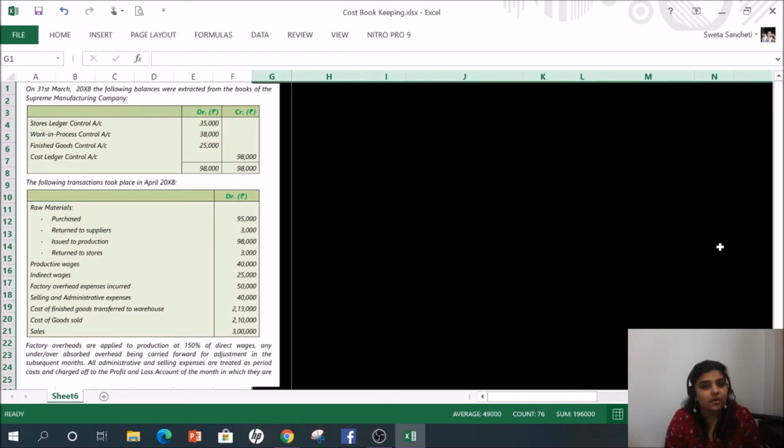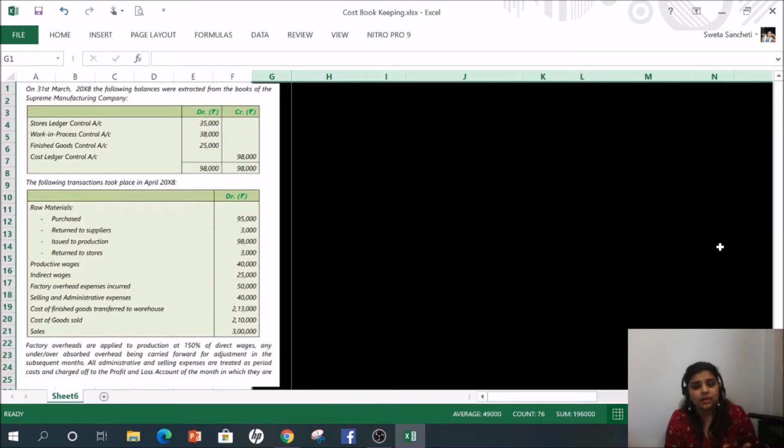Now they have given us the opening balances for stores ledger control account, WIP control account, finished goods control account and cost ledger control account. अब आप बोलोगे मैम आपने कॉस्ट लेजर कंट्रोल अकाउंट तो पढ़ाया ही नहीं है. What exactly is cost ledger control account? Cost ledger control account is nothing but your general ledger adjustment account. So whichever name you are not sure of, that is nothing but your cost ledger control account.